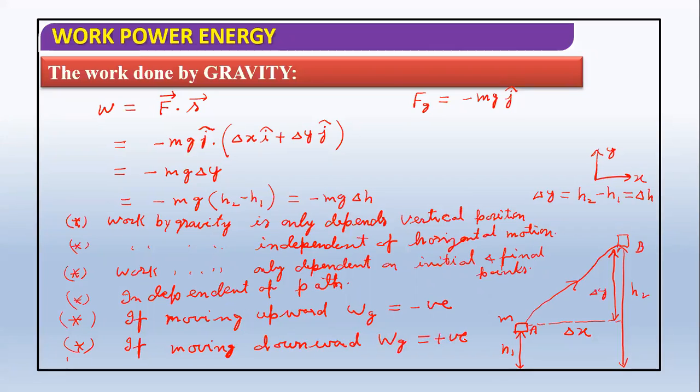Okay, so these are the points of learning for work done by gravity. First, it only depends on vertical position change, only initial and final point; no need to consider the path, what path it has taken is not important. Then it is independent of horizontal position. Then if it is moving upward, the work done by gravity will be negative. If it is moving downward, the work done by gravity will be positive.